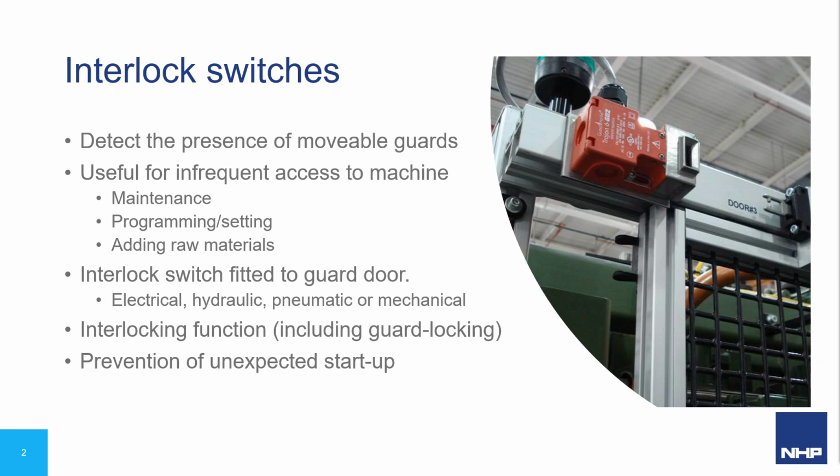The ultimate purpose of the interlock switch is to make sure that the machine is not in a hazardous condition if the guard is opened, and prevent the machine from going into such a condition while the guard remains open. Only when the guard is closed can the machine be started.